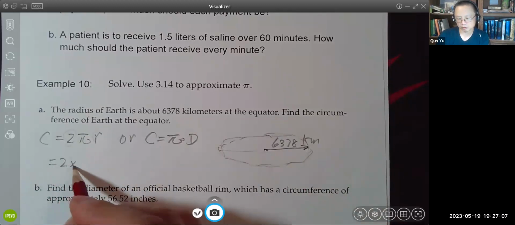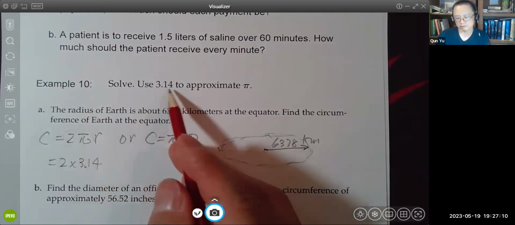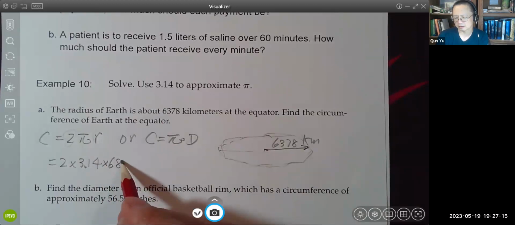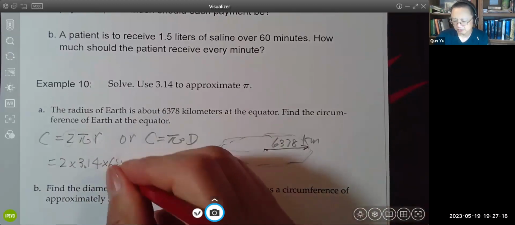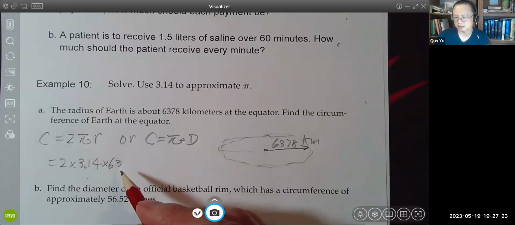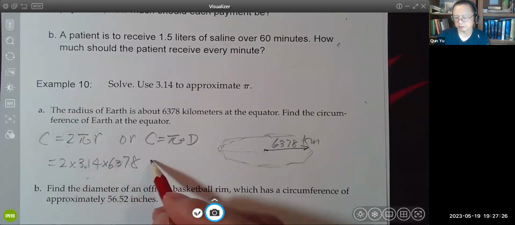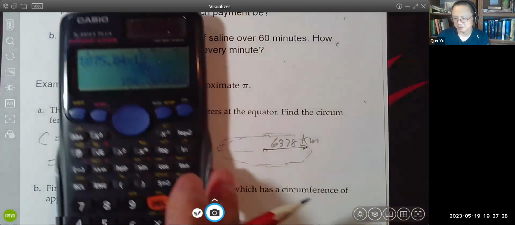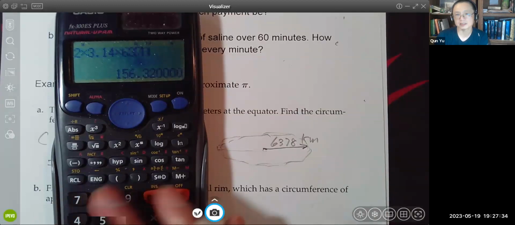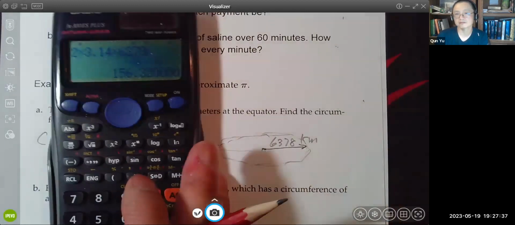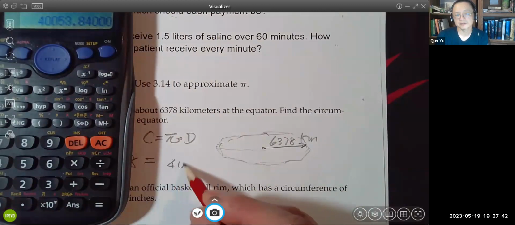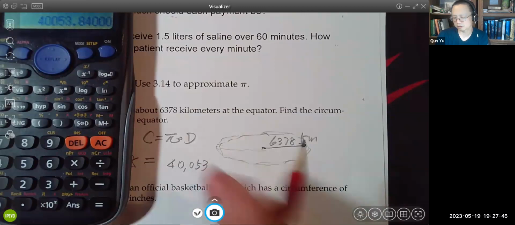So 2 times 3.14, we are told to use 3.14 for pi, and times the radius, 6378. We just multiply these three numbers together, basically. 2 times 3.14 times 6378. Double check, 6378 equals. That's a big number. 40,053.84.